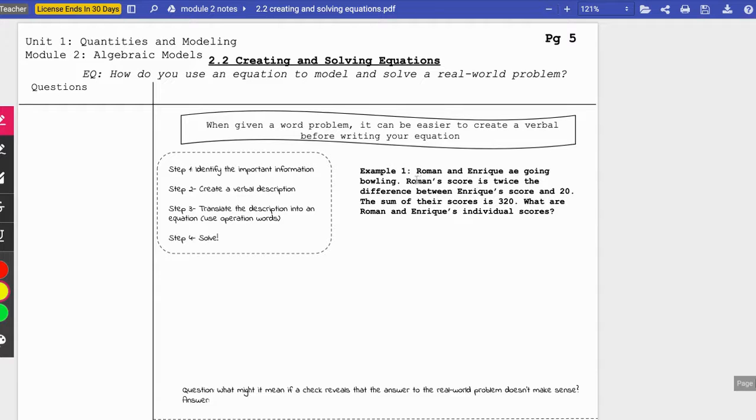What could be important is that Roman's score is twice, which means it's 2 times the difference. And difference is subtraction. So it's the difference between Enrique's score and 20, which means whatever Enrique's score is, take away 20, and 2 times that is Roman's score. And then I also know that the sum of their scores is 320, which means if I add the 2 scores together, I'm going to get 320. And then finally, what we're trying to figure out is what are their individual scores.